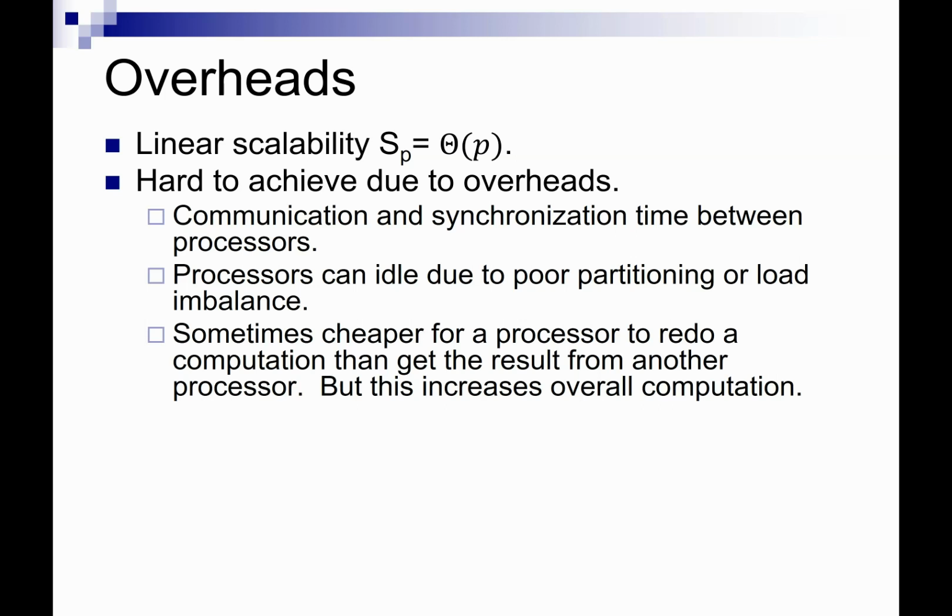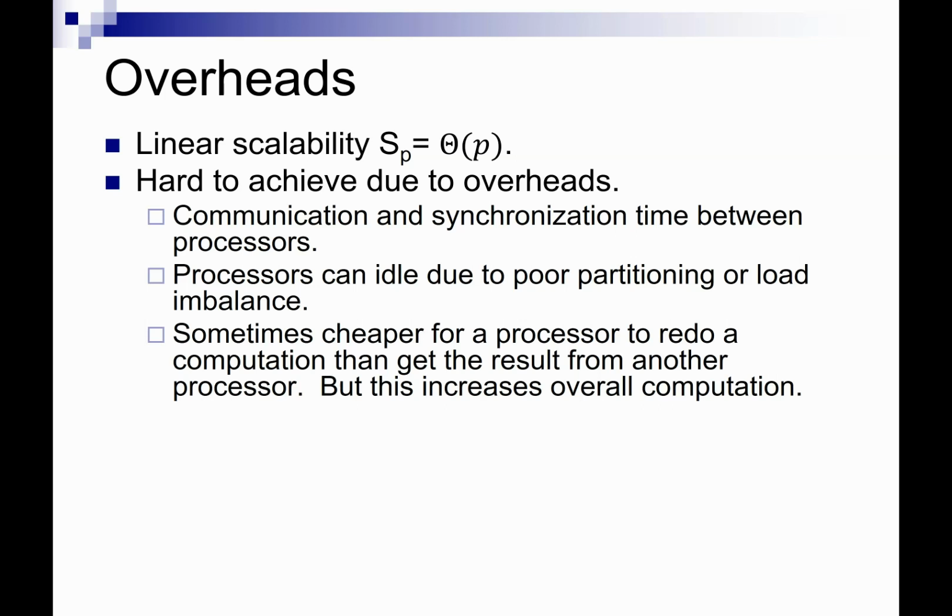Another source of overhead is that when you do a parallel computation, the processes need to communicate, but sometimes you find that this communication cost is so high that instead of having one process compute something and then communicate that result to another process, you would rather have the other process just redo the computation. Sometimes it's actually faster for you to redo the computation.